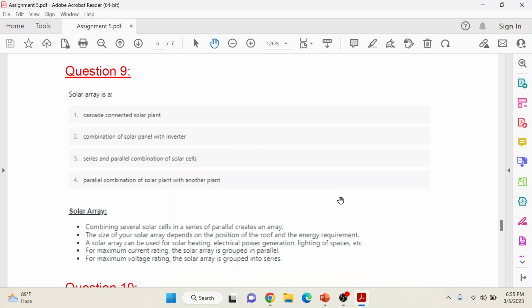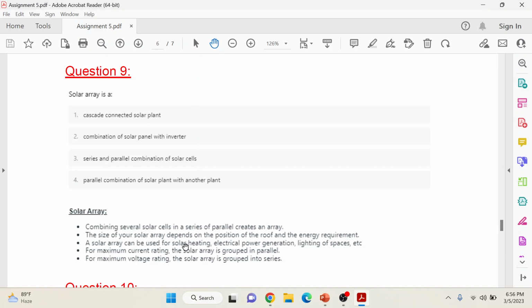What is a solar array? A solar array is combining several solar cells in series or parallel to create an array. What is series or parallel? You connect more than one in parallel combinations. So this one is connected in series. The size of your solar array depends on the position of the roof and the energy requirement.